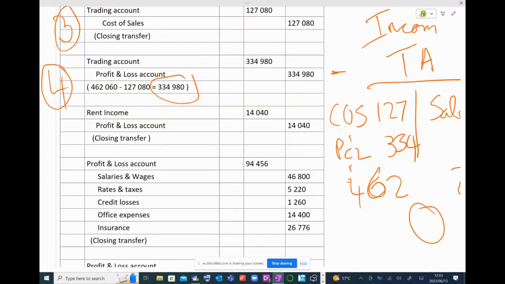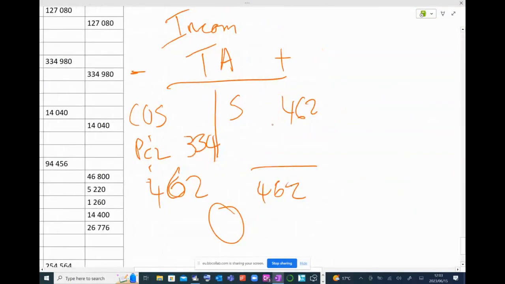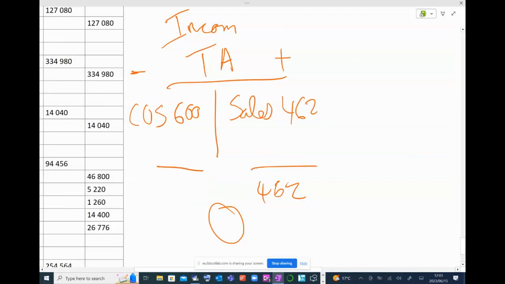I love the fact you asked this. I want to show you. Let's leave that 462 there. Now let's say our cost of sales was 600. Can you see that our debit side is greater? So in other words, we close this off. Remember, whatever the case may be, both sides need to be equal. So then we now put profit and loss on this side.